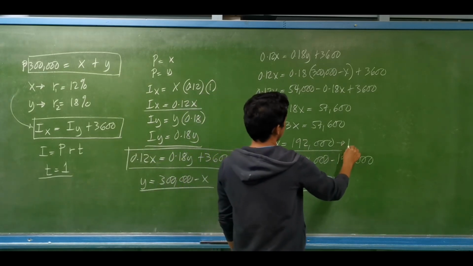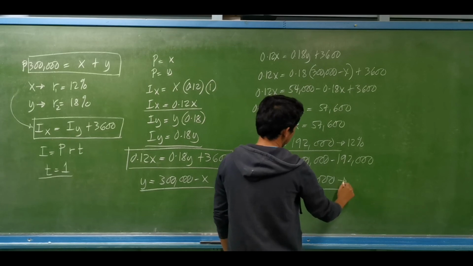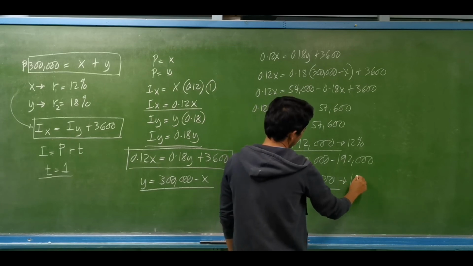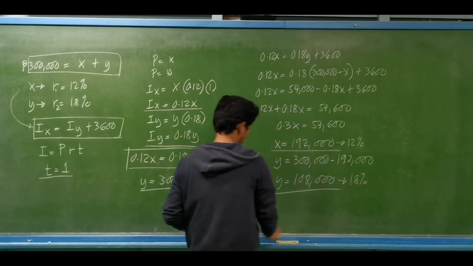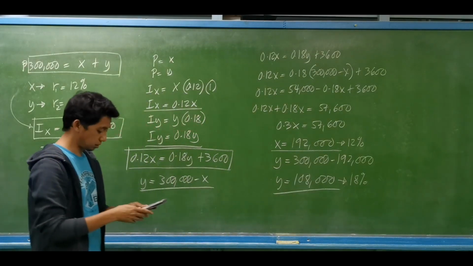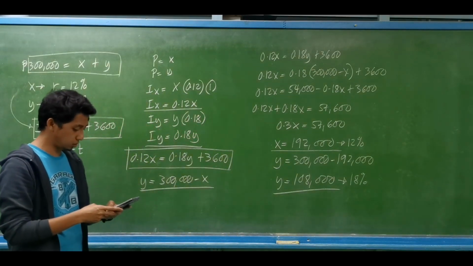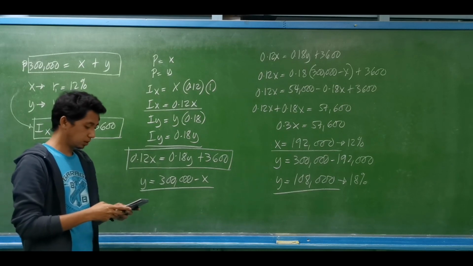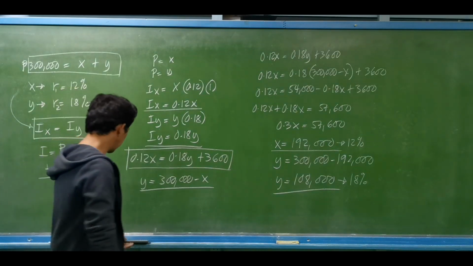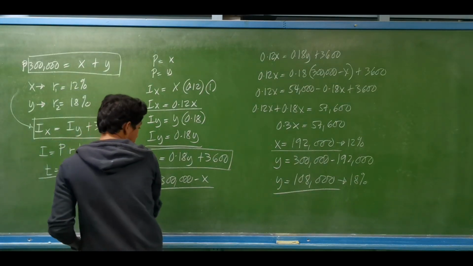So these are the values: 192,000 is invested at 12%, and 108,000 is invested at 18%. Let's check, is it correct? We have 300,000 minus 192,000, which is 108,000. But the required answer is the total interest.